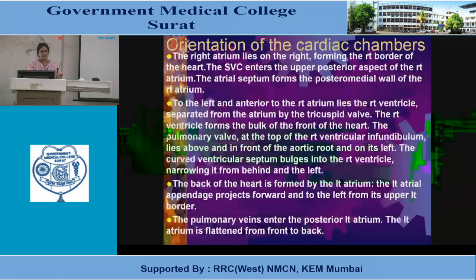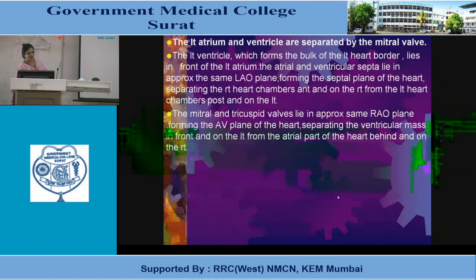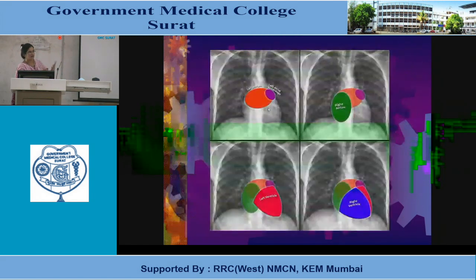The left atrial appendage projects to the left from its upper left border. The pulmonary veins enter the posterior left atrium. The left atrium is flattened from front to back. So this is the left atrium, which is situated here on the back side, anterior to the spine. And this is the left atrial appendage, which projects onto the left side.